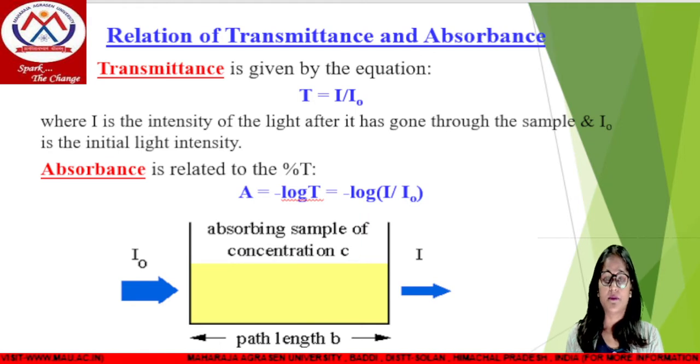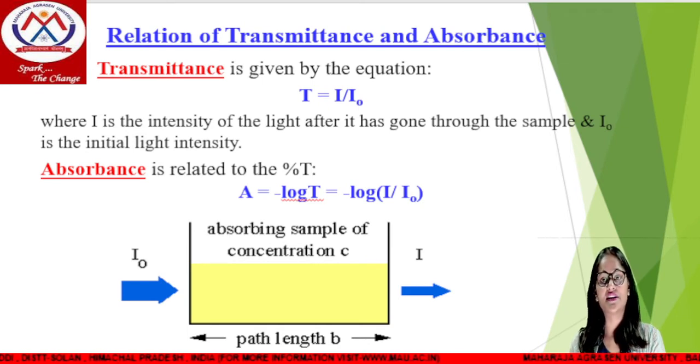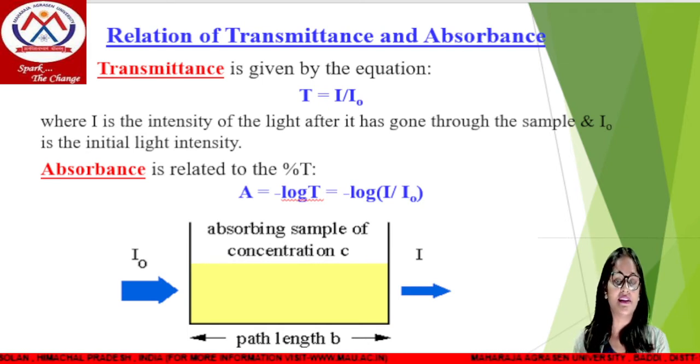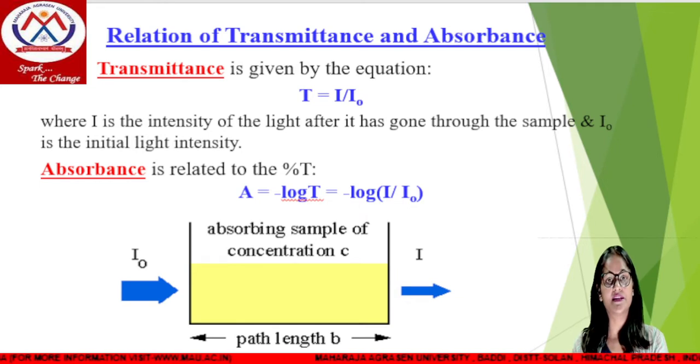If we talk about the mathematical expressions, transmittance is given by the equation T = I/I₀. As you can see in the diagram, I₀ is the initial light intensity, I is the intensity of the light after it has gone through the sample, and the path length, which we have designated as b, is the length the light travels through the absorbing sample of concentration C. Absorbance is related to the transmittance as A = −log T.